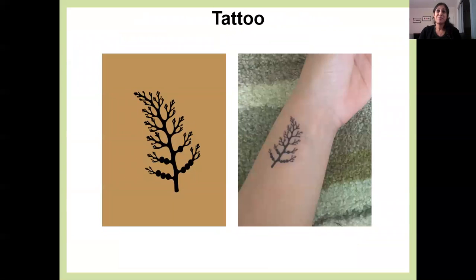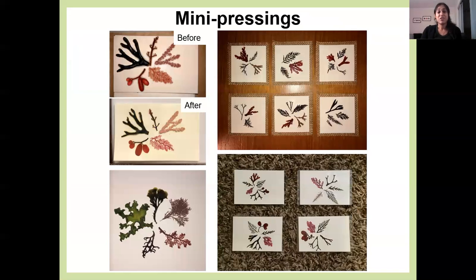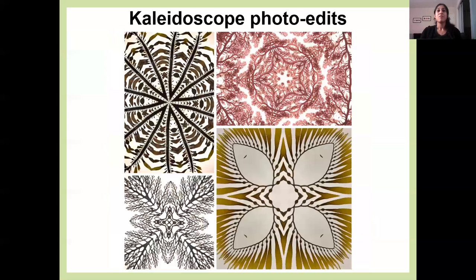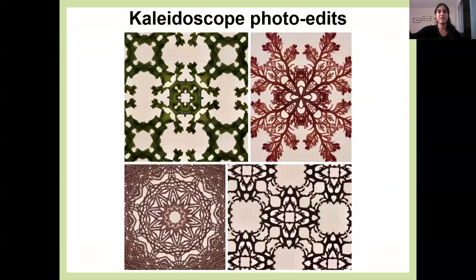Perhaps my most dedicated piece of algae art has been my tattoo, which I got the day after I passed my qualifying exam, based on a piece of Stephanocystis, or chain bladder kelp, that I found while walking along the beach. Putting a spin on traditional pressing methods, my signature seaweed pressings are usually miniature sized, and they always make for nice holiday gifts. My latest form of seaweed art has been using photo editing to add a kaleidoscope effect to a picture of a seaweed pressing.